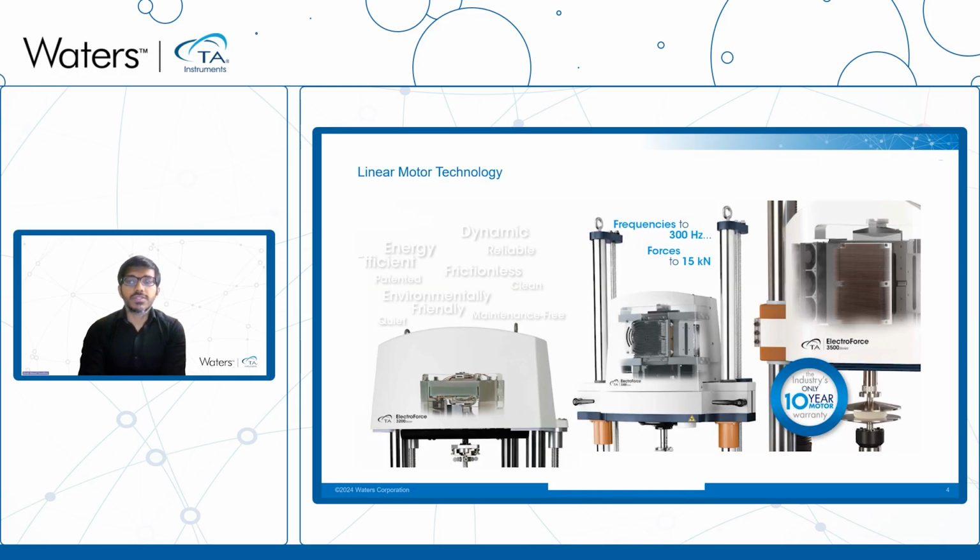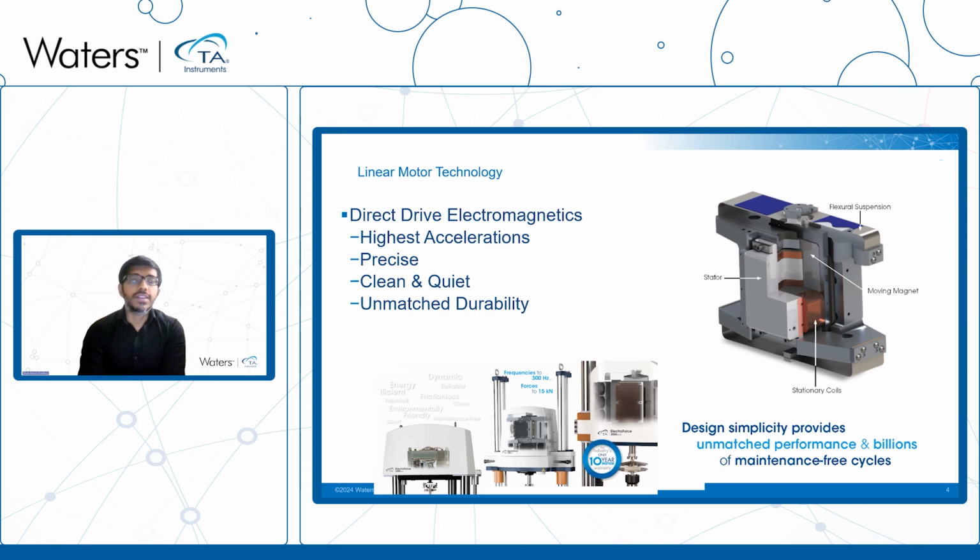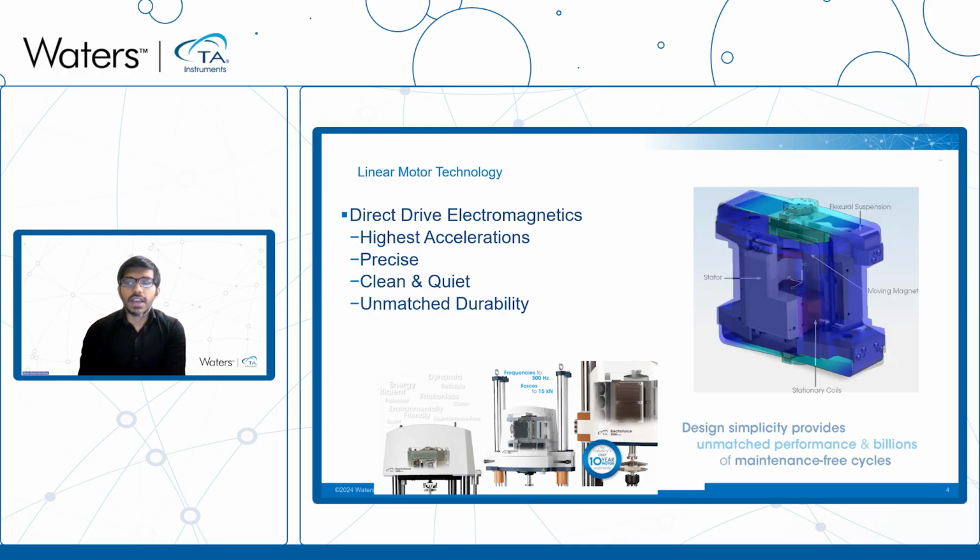Each ElectroForce test instrument incorporates a high-performance linear motor. And this is what the motor looks like. There are 3 different motor sizes ranging from the size of a cube to half a meter cubed. And this design that is shown here is a patented electromagnetic and frictionless linear motor with bearing-free technology. This leads to precise control of applied forces and displacements, ensuring billions of maintenance-free cycles. And it is supported by a 10-year motor warranty.